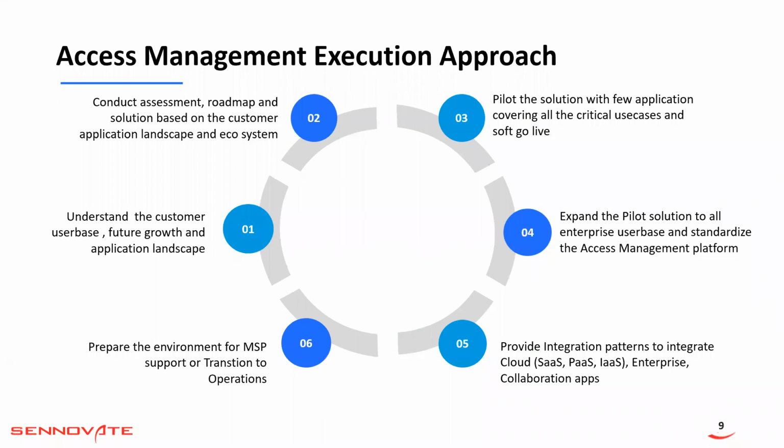So we have a 6-phase approach for any type of access management. First, we have very strong knowledge of the product, not just one access manager, any type of access management tool. First, we understand what the customer landscape is, what the user base is, what the future growth is. The company may be acquiring or merging with other companies, and in their application landscape, they build applications mostly Java-based, or they procure applications as SaaS or platform as a service, or they build applications on their own landscape.